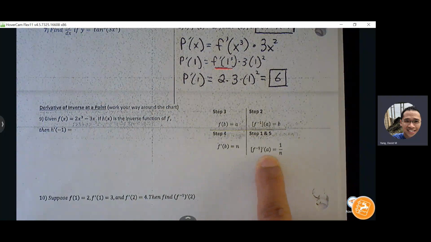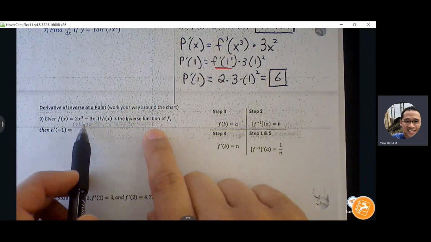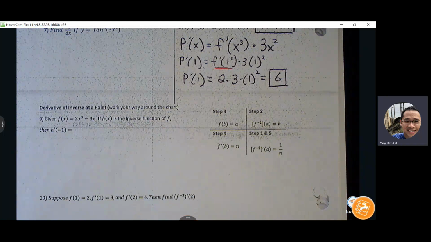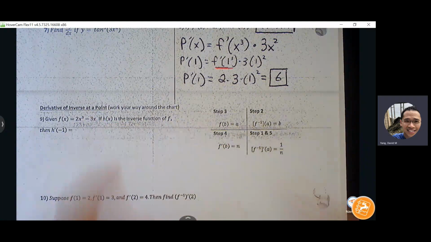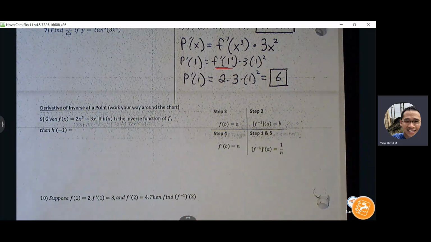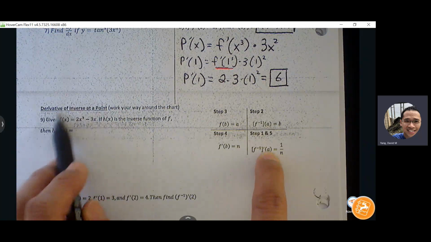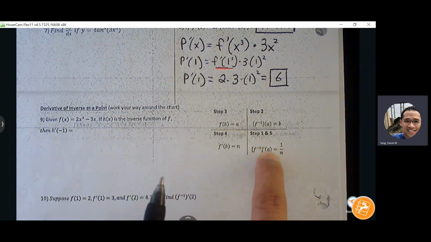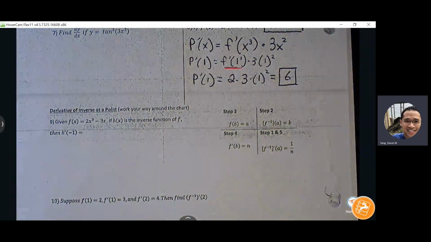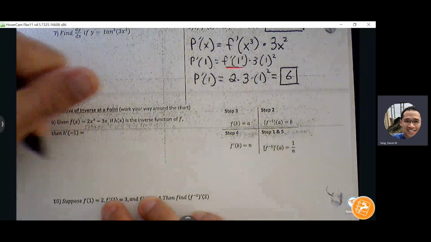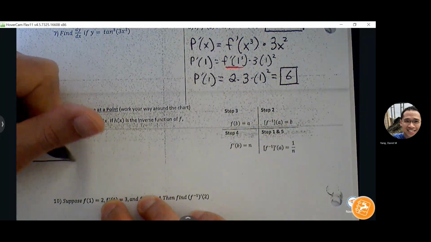Okay. So the first step is, let me read the problem here. It says, given our function is f of x equals 2x cubed minus 3x, if h is the inverse function of f, so there it is, we have the relationship that f and h are inverses of each other, find h prime of -1. So I'm going to put that over here because that's really my goal. My goal is I'm looking for h prime of -1, but everything that's given to me is on the f side of things. So I'm going to locate what information I need, and I can come back and make my conclusion for h prime of -1. So here's my chart to help me move around.